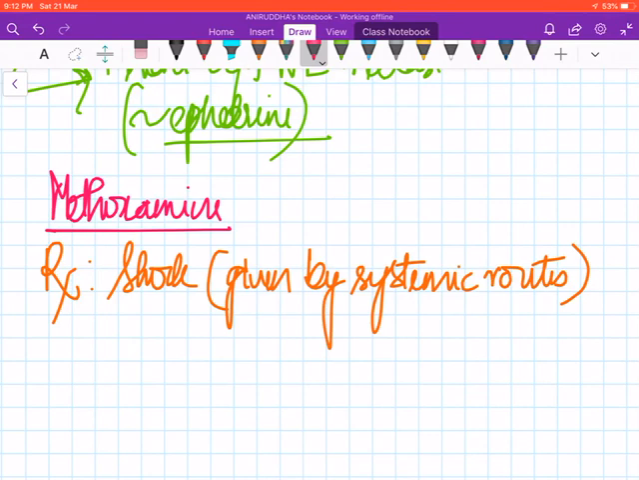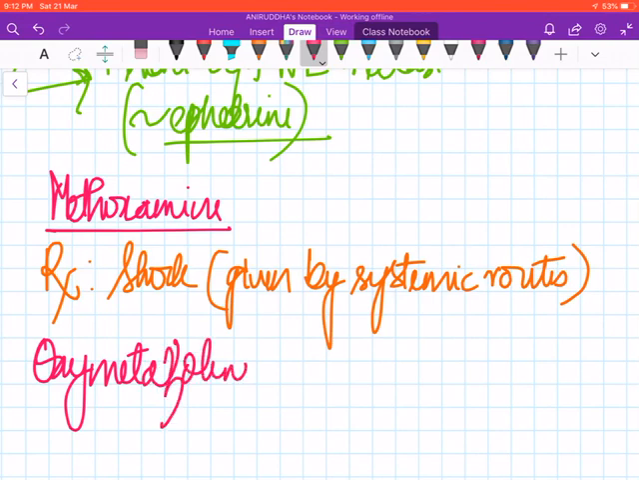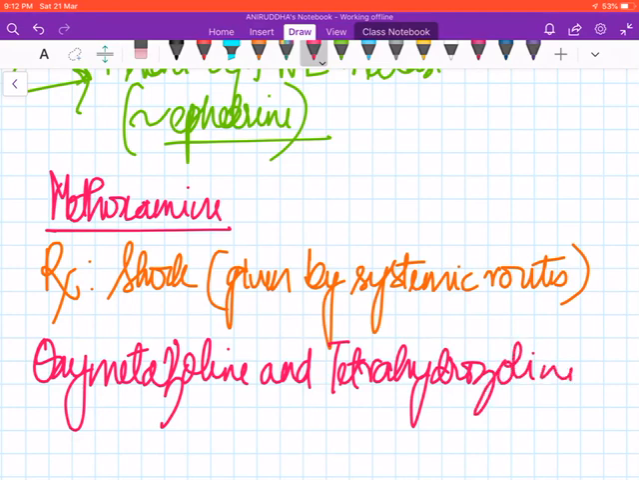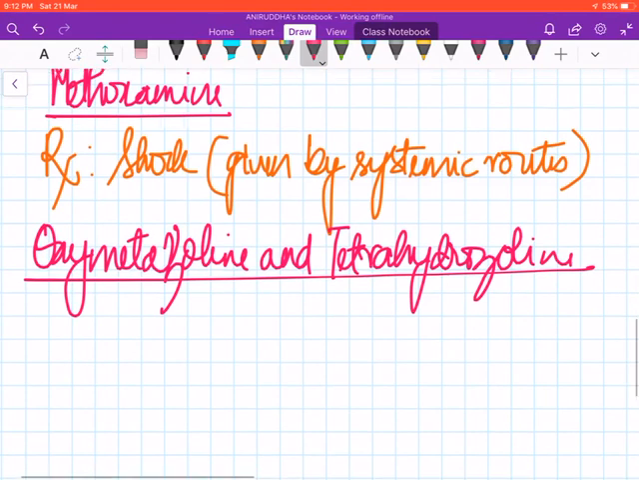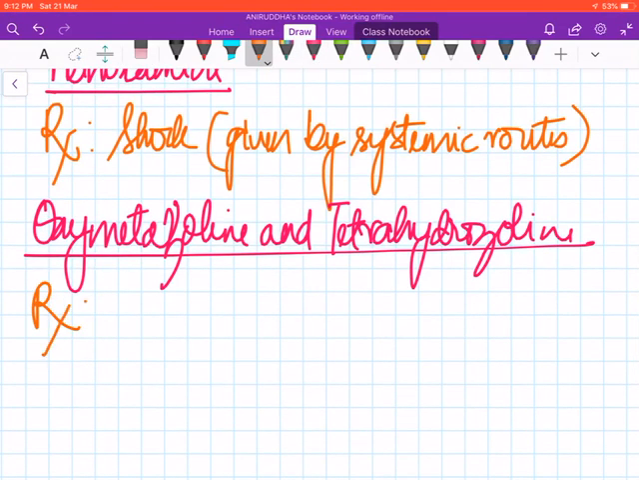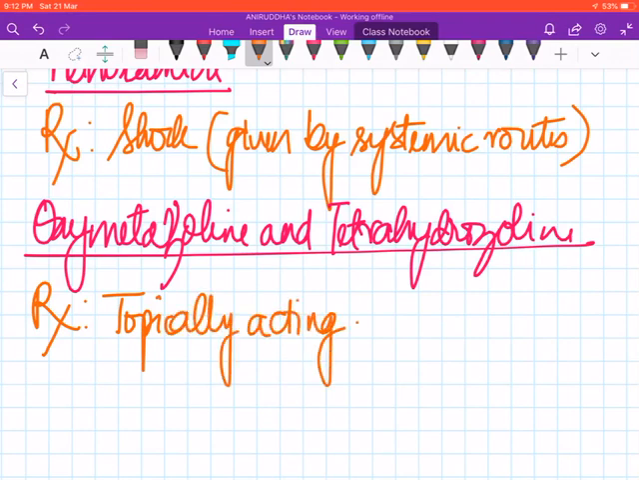And two drugs which have to be discussed in this portion are oxymetazoline and tetrahydrozoline. Oxymetazoline and tetrahydrozoline, I'm sure if you have ever used nasal decongestants, you would have heard these terms before. These are topically acting nasal decongestants.